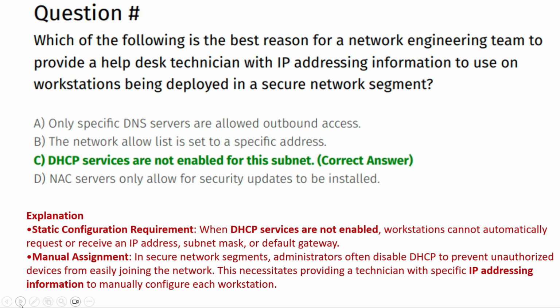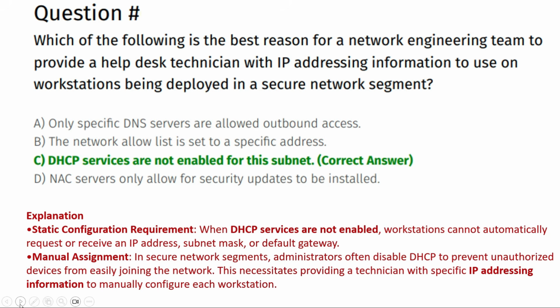Option B, the network allow list is set to a specific address. Option C, DSCP services are not enabled for this subnet. Option D, NAC servers only allow for security updates to be installed. And the correct answer for this question is option C, DSCP services are not enabled for this subnet.